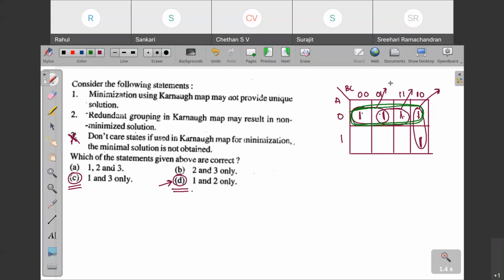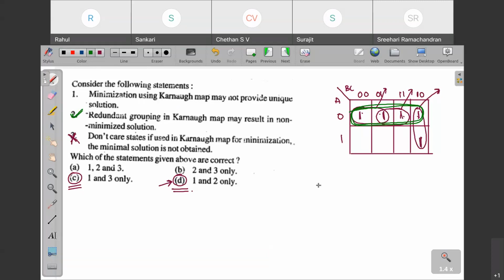So redundant group means what? Extra groupings that I am doing. Basically, that is what is meant by redundant grouping. So redundant grouping in KMap may result in non-minimized solution. So this is correct. First is: minimizing using KMap may not provide unique solution. Obviously, it is not going to provide you unique solution.